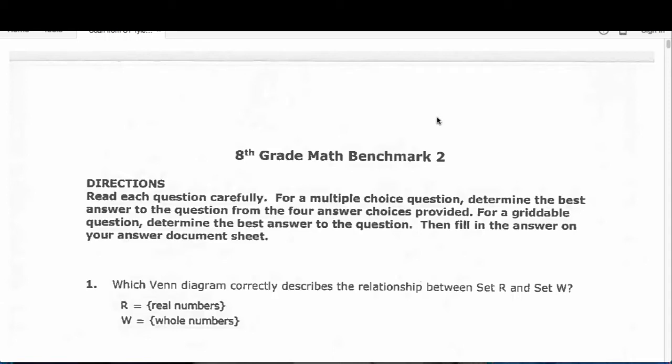This is the 8th grade math benchmark 2. Please be sure to put your name on your test.